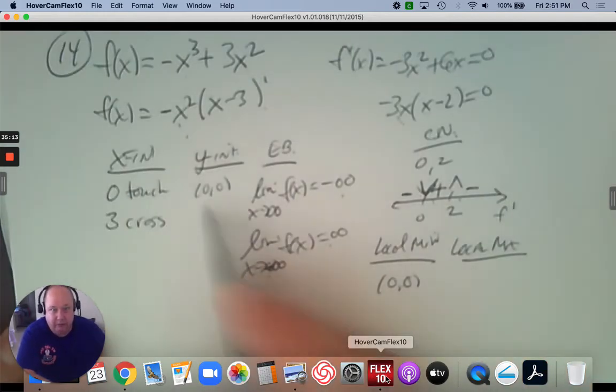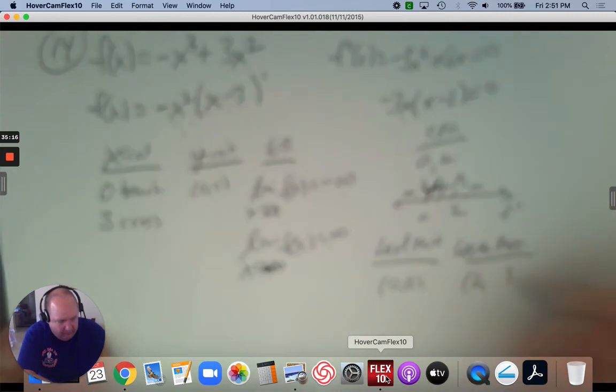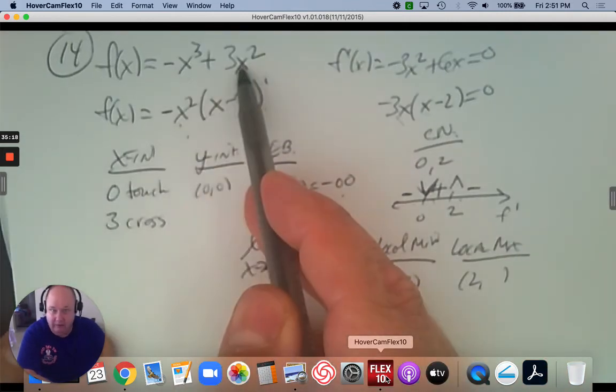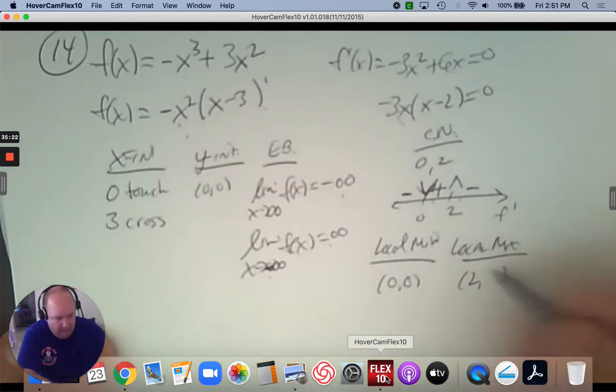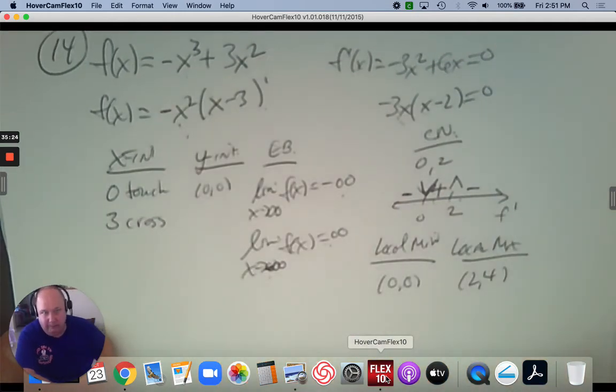And we know 0, 0 is there. Positive 2, we have a maximum. I just need to plug 2 in. So 2 squared times 3, that's 12. Take away 8. So 2, 4, we have a maximum.